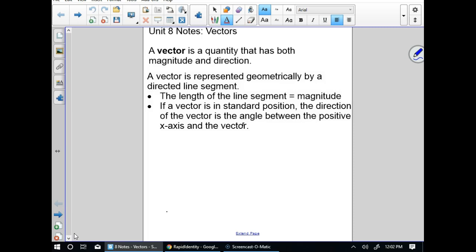Chapter 8 is about vectors, and so we will be looking at several different things about vectors. Today we're going to start with an overview of what they are, and then we're going to look at the vectors that are within context. Then we also have to look at some algebraic vectors, but we probably won't get to those till maybe Tuesday or Wednesday because we'll do a few more in context vectors on Monday.